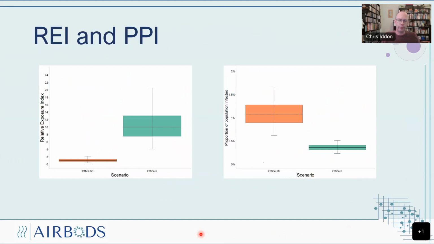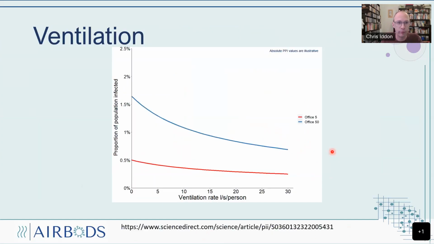We're also able to explore some of the uncertainties in the values. So here we have the REI, the relative exposure index, and the PPI, the proportion of people infected. So you can see from the individual risk, the 50-person office is much lower than the 5-person, but from the population point of view, the 50-person office is slightly more risky than the 5-person office.